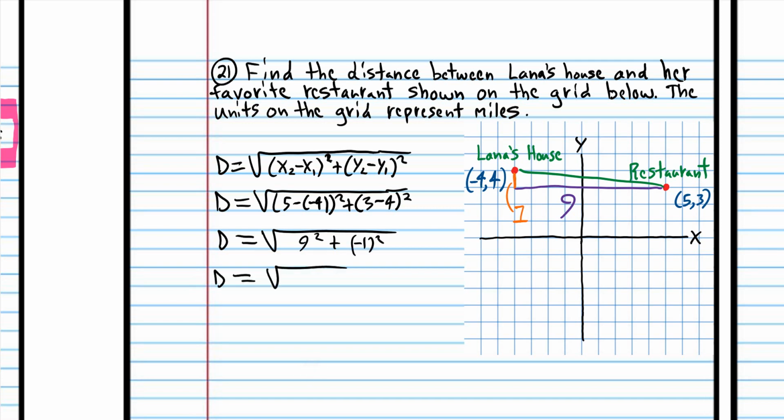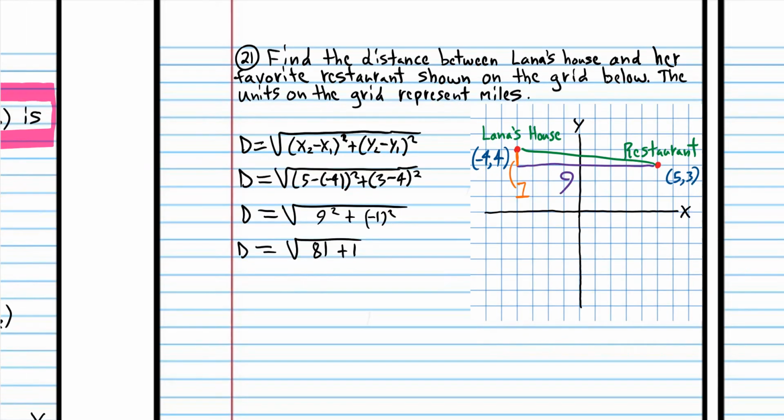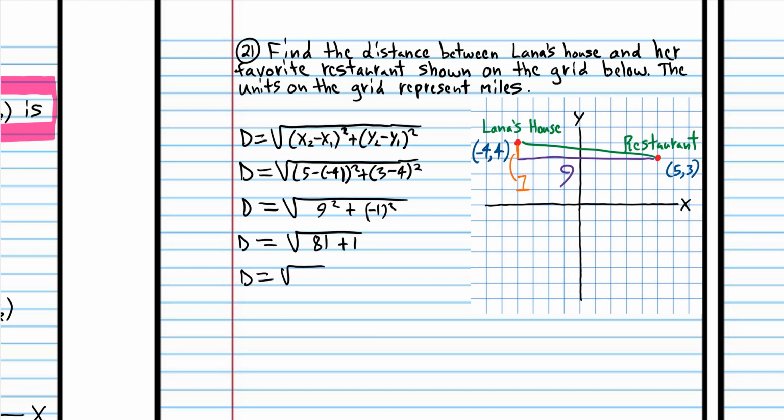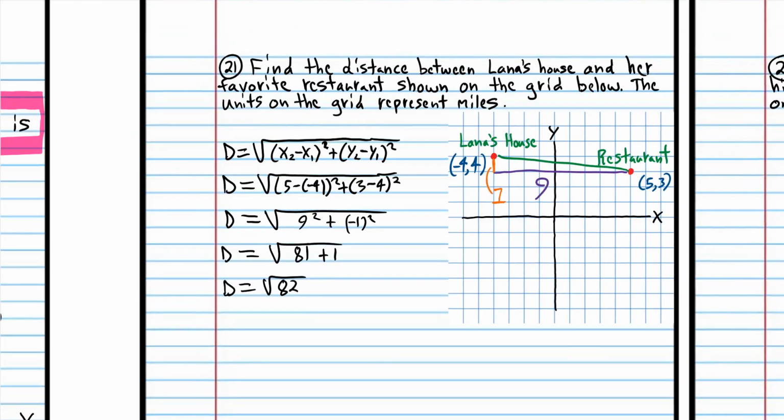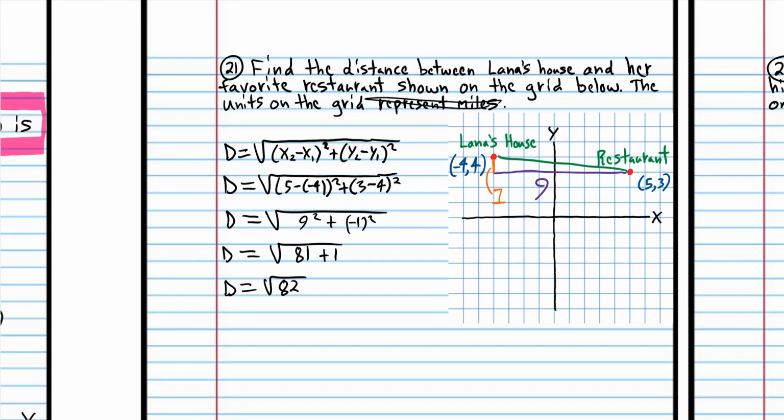And then we have root 81 plus 1. -1 squared is 1. And we have square root of 82. And I don't think there's any perfect square in there, so that is the answer. But it's not actually the answer, because it says that the units on the grid represent miles. So we have to say square root 82 miles. And we could just write mi for miles.